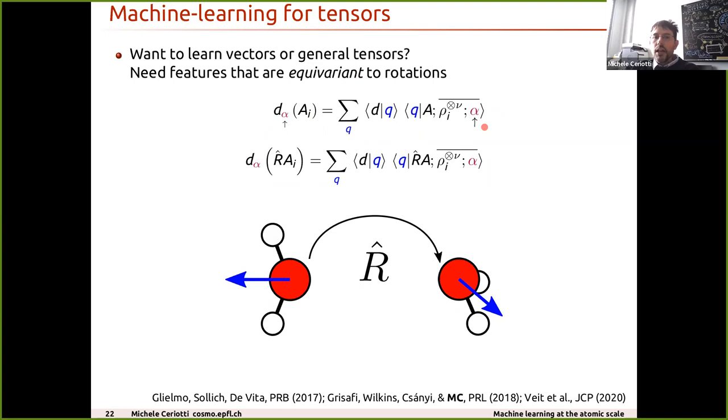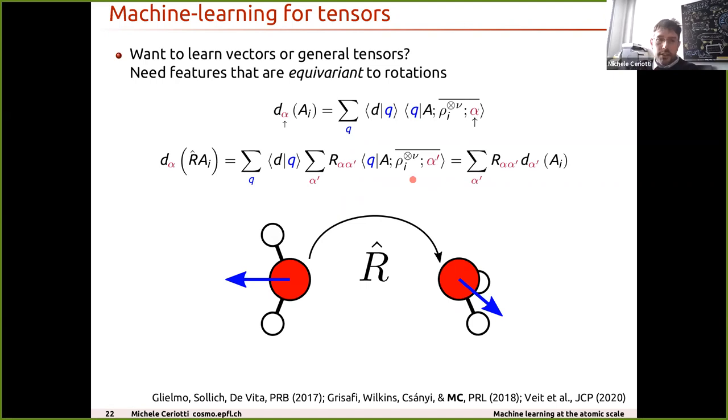If you build a machine learning model with this form and you ask yourself, okay, what happens when I rotate my molecule? Given that the regression weight doesn't depend on rotation, it all hinges on how the representation changes upon rotation of the molecule. And if you can build a representation that transforms under rotation, based on the application of a rotation matrix, then you get a model that automatically will rotate in the correct way when you rotate your molecule.